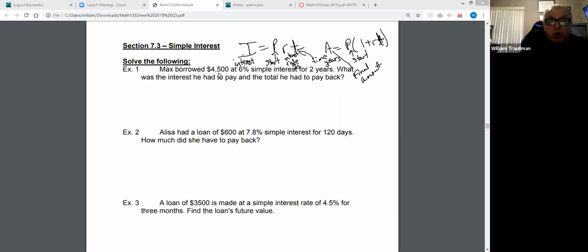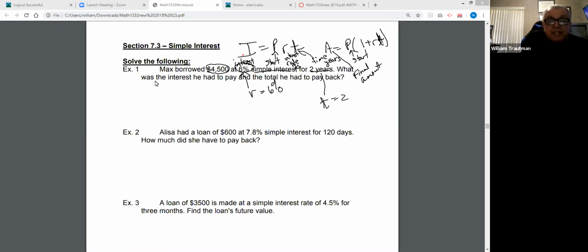So Max borrowed $4,500 at 6%. So that's easy. 6% is R, the simple interest rate. Two years, that's time. Time equals 2. R equals 6%.